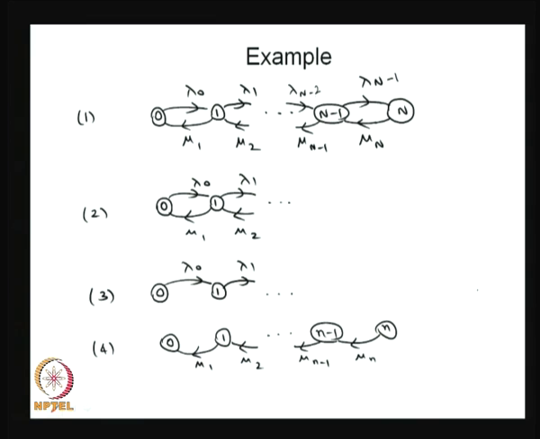The second example is the infinite state birth death process. The third example, all the death rates are 0, that is also possible. The fourth example, all the birth rates are 0, that is also possible.